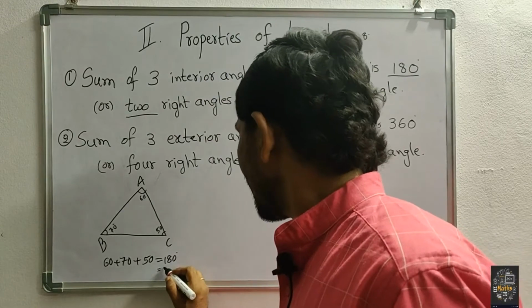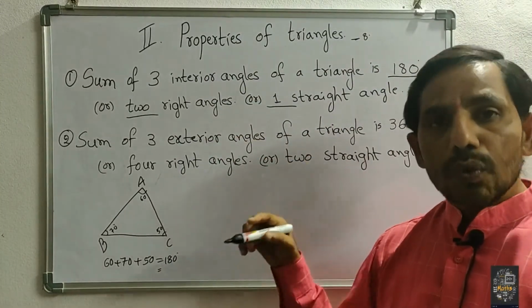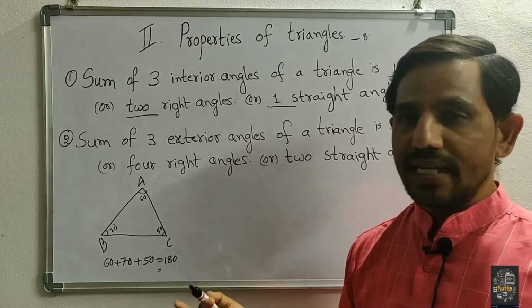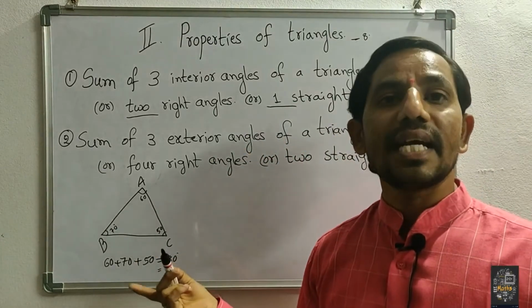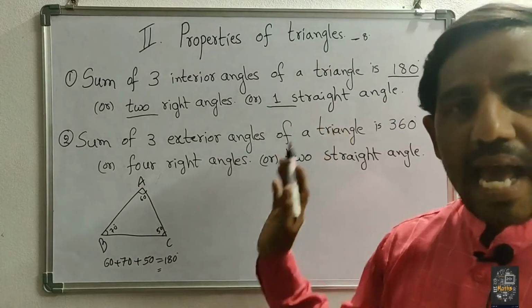Or 2 right angles. Right angles means 90 degrees. 2 right angles means 90 plus 90 is equal to 180 degrees. Or another one, 1 straight angle. Straight angle means exactly 180 degrees. That's why I am taking 1 straight angle.